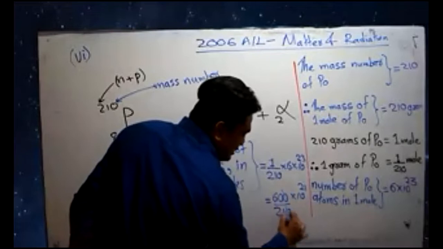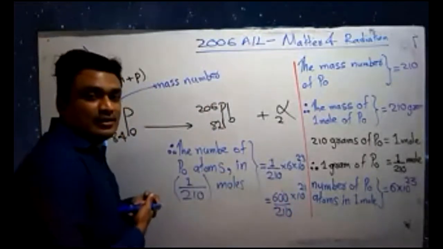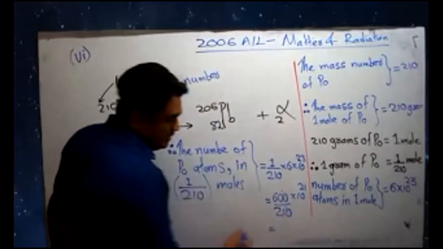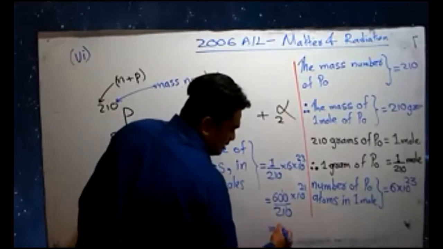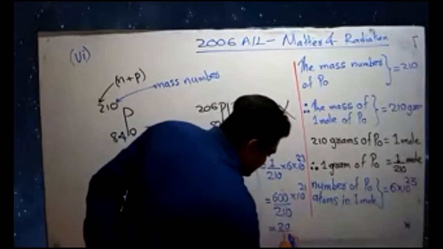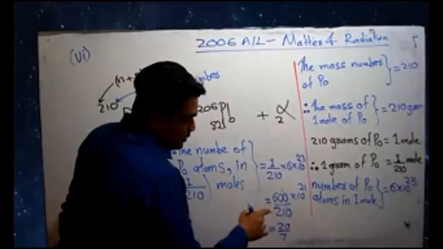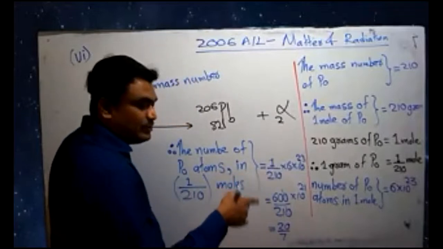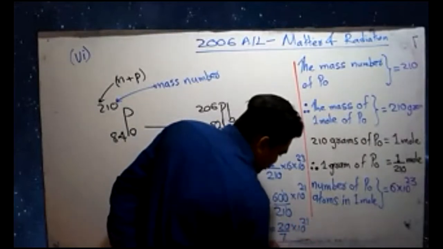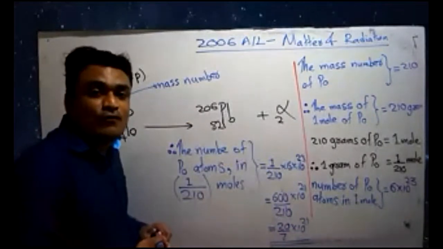Now this 0 and this 0 cancel out. We can easily divide this 60 and 21. What's the method here? 60 divided by 3 is 20. 21 divided by 3 is 7. Am I right? 3 times 20, 60. 3 times 7, 21. Multiplied by 10 to the power 21. So we have this many polonium atoms in 1 gram of polonium.